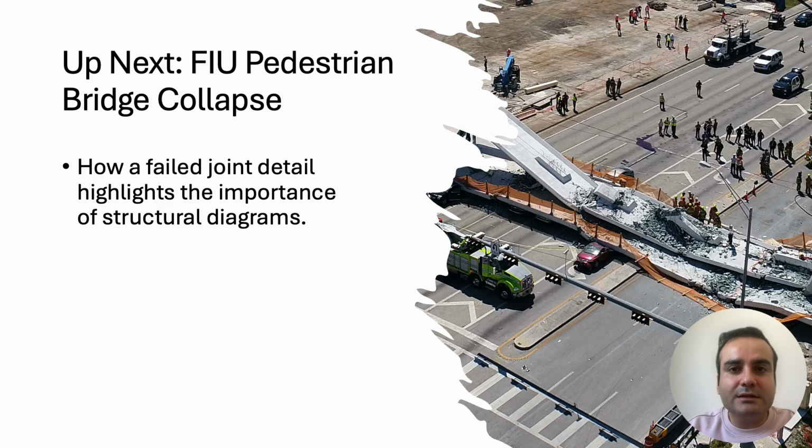In our next session, we will explore another modern structural failure, the FIU pedestrian bridge collapse. We will examine how a flawed joint detail and lack of redundancy led to yet another avoidable disaster. Again, free body diagrams and proper structural analysis will be central to our discussion.